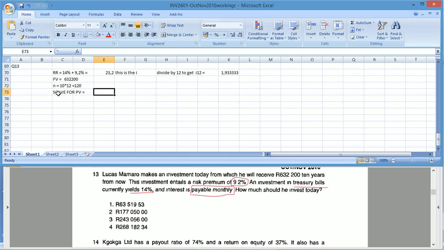Okay, so you grab your financial calculator. N, 10 times 12 is 120. I is 23.2 divided by 12, which is 1.93 recurring. Future value is 632200, and solving for present value. Present value comes out to 63519.53772. That's option 1.